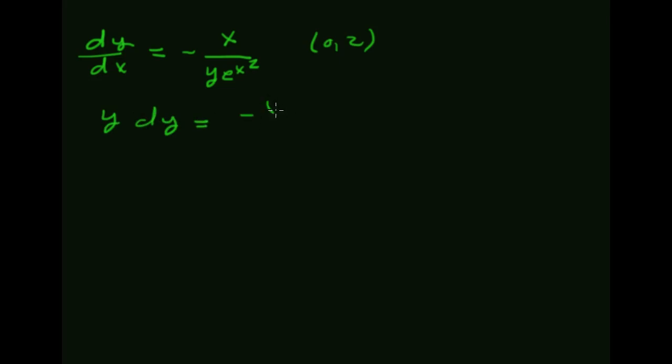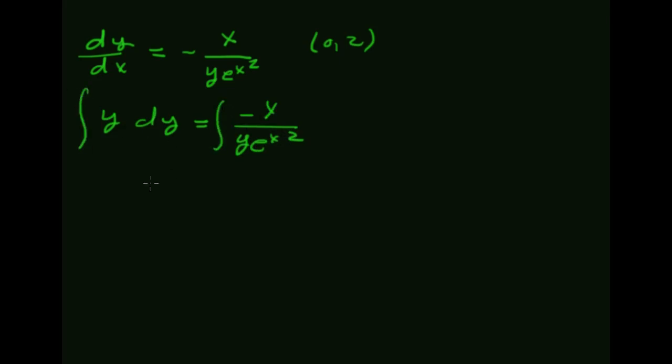Okay, so let's look at problem number 2. We're given the differential equation dy dx is equal to negative x over y e to the x squared. And we have this for only f of x greater than 0. And so we also have an initial value of 0, 2. Right, so let's work this out. We're going to get y dy is equal to negative x over y e to the x squared.